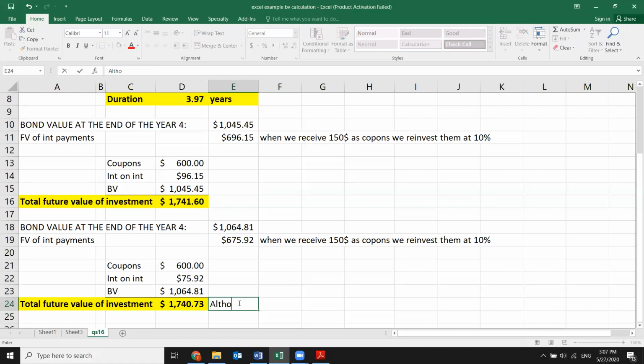Although, as interest rate falls, that increases our bond value by some point, okay? Increases our bond value to 1,064, okay? But it reduces the earnings on interest, on reinvestment.